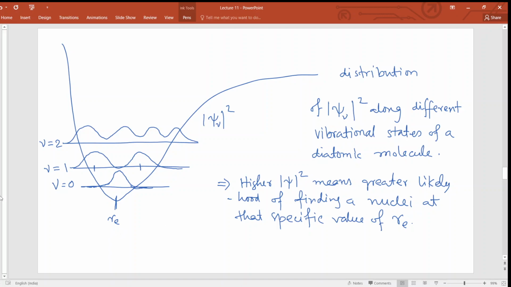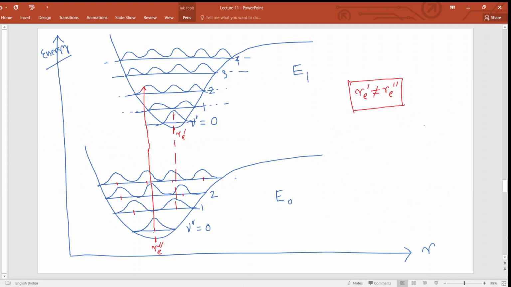Okay, is it clear or not clear? Yes, sir. Okay. So now here let us look at a particular case of electronic transition.